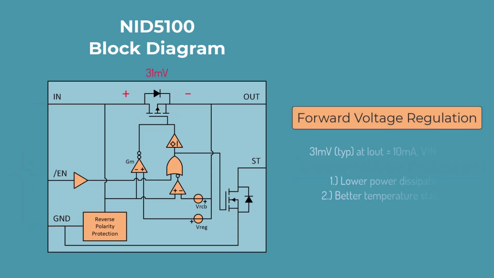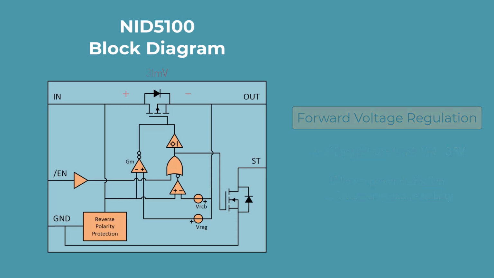The forward voltage drop of the NID5100 is about 31 millivolts at Vin equals 3.3 volts. This allows for lower power dissipation and better temperature stability.